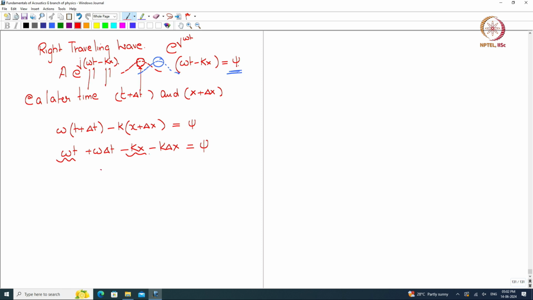So what I get is omega delta t minus k delta x equal to 0. Or if I divide by k, c delta t minus delta x equals 0. So c is a positive constant. When delta t is positive, delta x has to be positive, so that this is 0. So this is a right traveling wave.